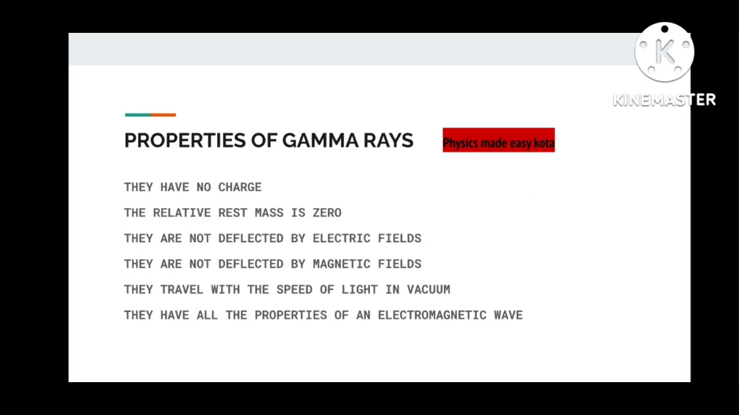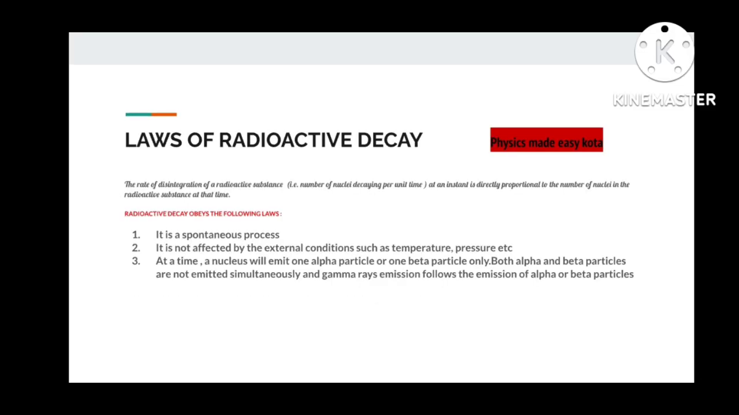The rays which are not deflected are uncharged, and they are known as the gamma rays or high energy photons. There are some properties: first of all, they have no charge and their relative rest mass is 0. They are not deflected by electric and magnetic field because they carry no charge. They travel with the speed of light in vacuum. They have all the properties of an electromagnetic wave.